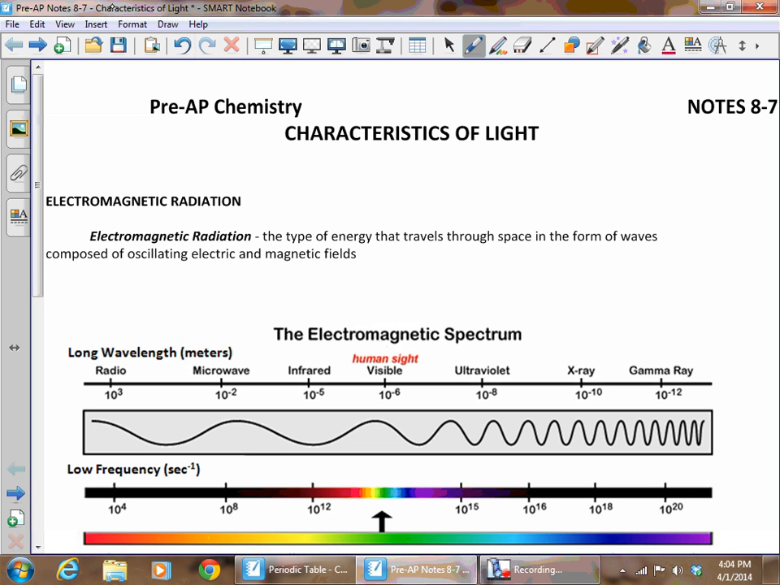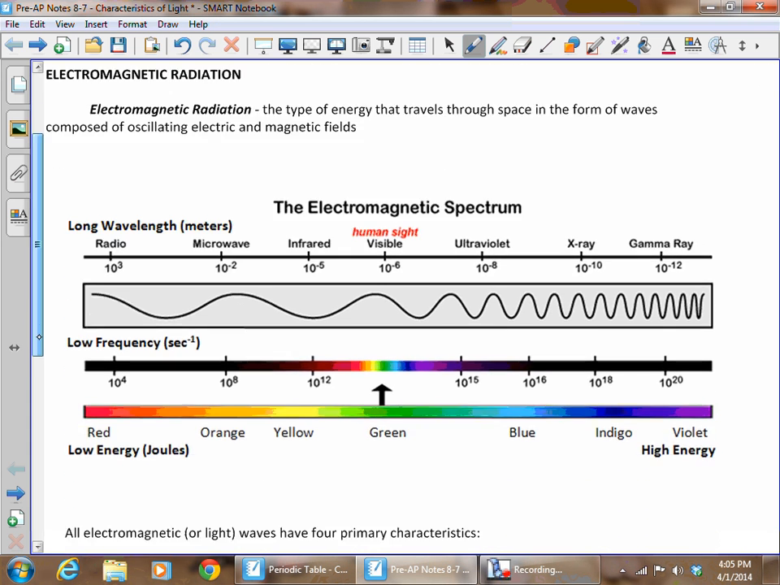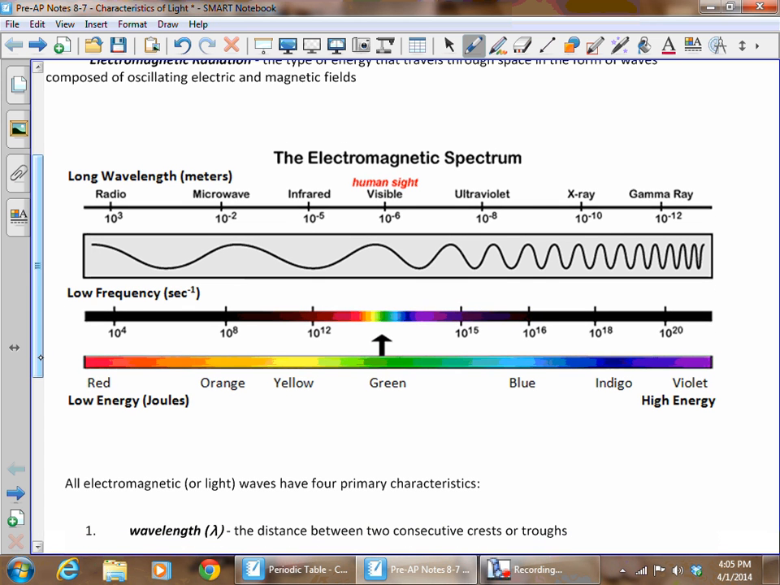Today we're going to talk about electromagnetic radiation. Electromagnetic radiation is simply the type of energy that travels through space in the form of waves. We can represent this by showing something called the electromagnetic spectrum, and it just shows these different types of waves in order.